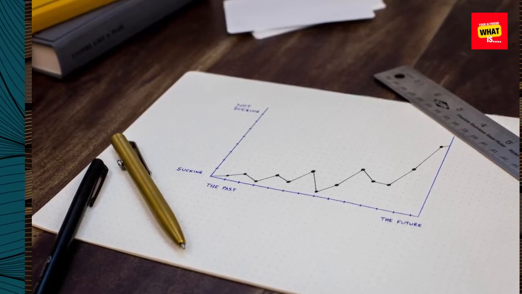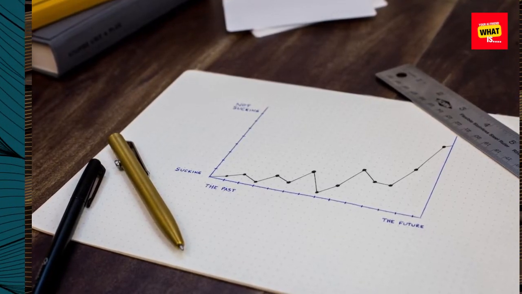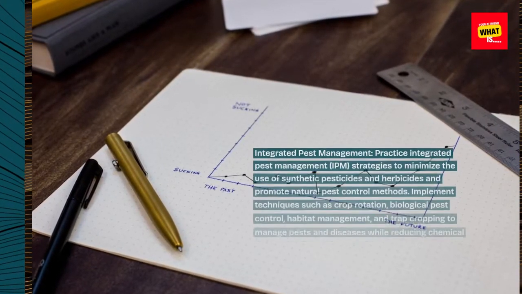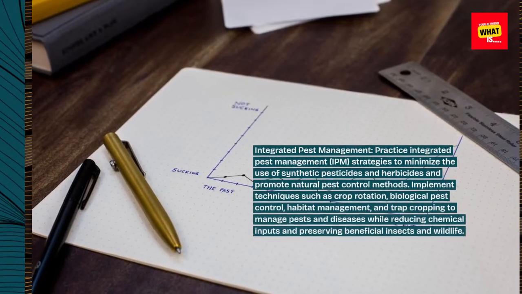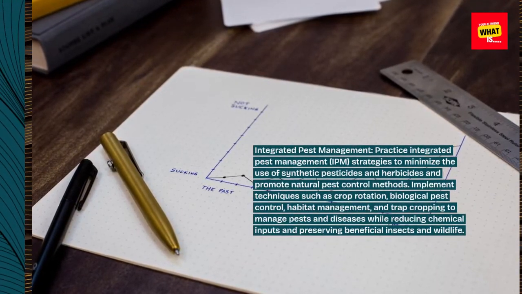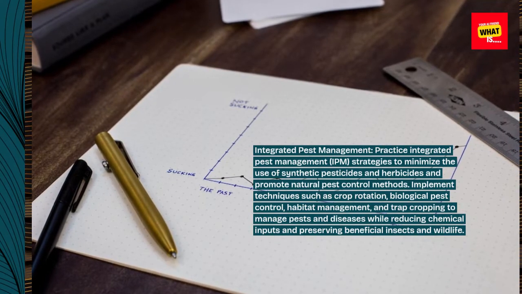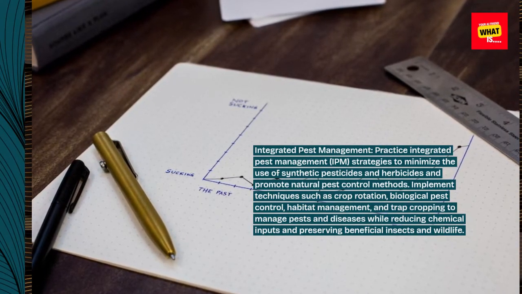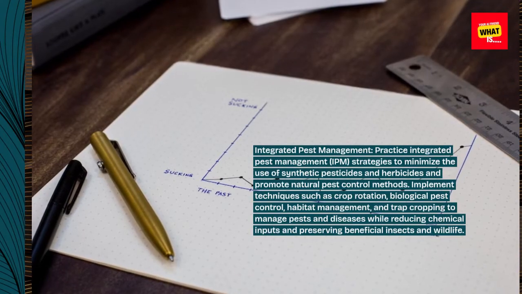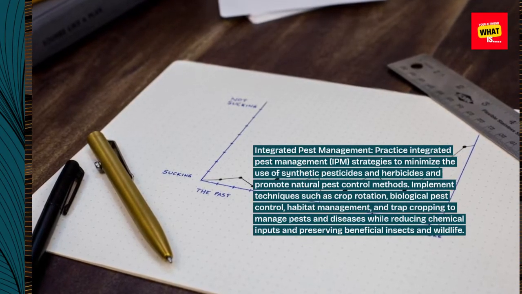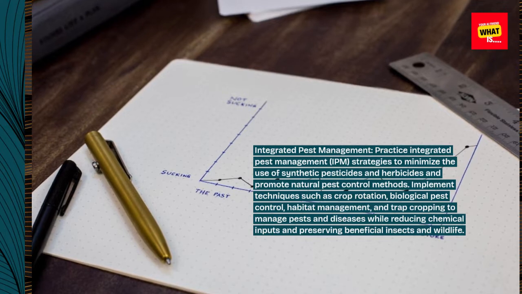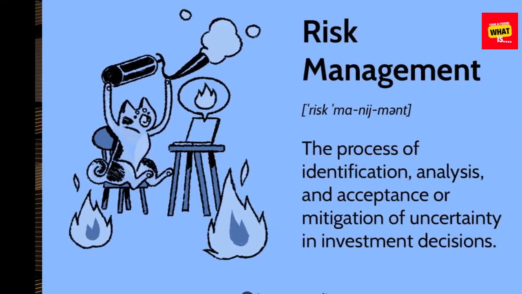Integrated pest management. Practice integrated pest management, IPM, strategies to minimize the use of synthetic pesticides and herbicides and promote natural pest control methods. Implement techniques such as crop rotation, biological pest control, habitat management, and trap cropping to manage pests and diseases while reducing chemical inputs and preserving beneficial insects and wildlife.